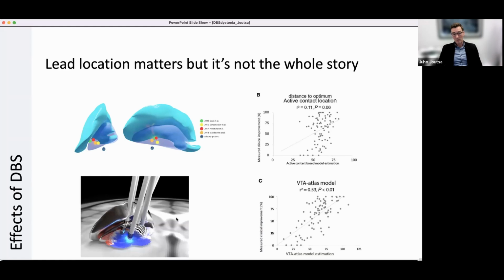However, in a clever way to look at the data, when considering the whole volume of tissue activated by the active electrode contact, and acknowledging all regions touched by it, a combination of the activation, what they called a VTA atlas model, they were able to explain approximately 50% of the variance in clinical outcome. So it's not a single precise spot in the GPi that needs to be stimulated. It's a combination of locations there, a combination of fibers probably, that would lead to the best results.